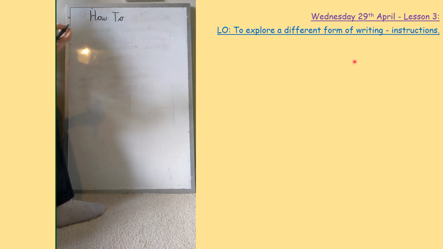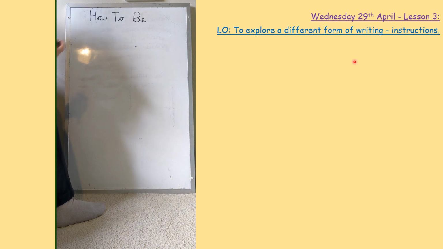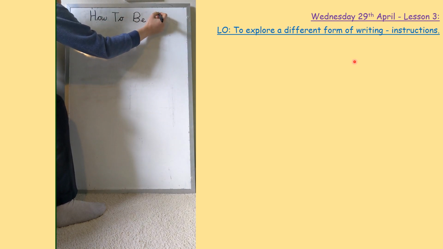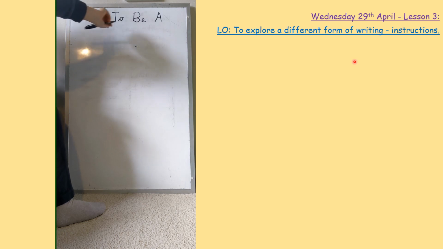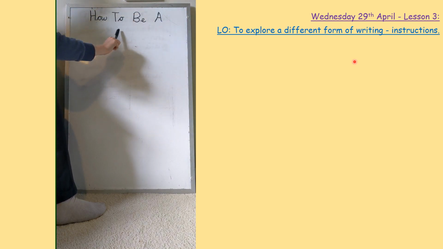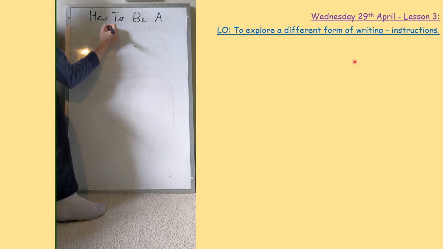How to be. So B is another red word. I need a capital B after my finger space. Capital B and then an E. How to be a. So I'll need a capital A. And because it is a heading, I can't fit pirate there, so I'm going to go underneath and I'm going to go in the middle so it looks nice and tidy. How to be a pirate. So I'll need a capital P.